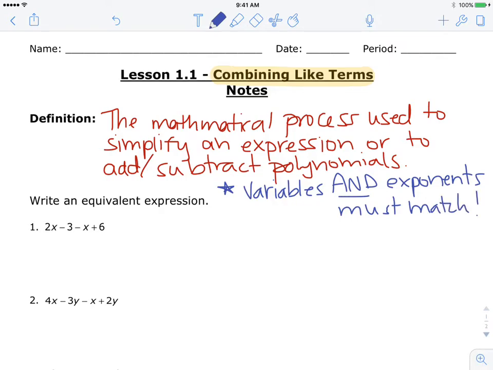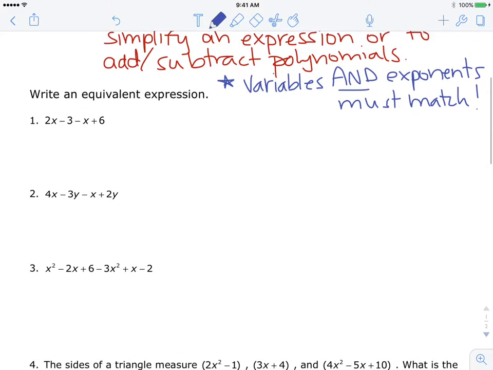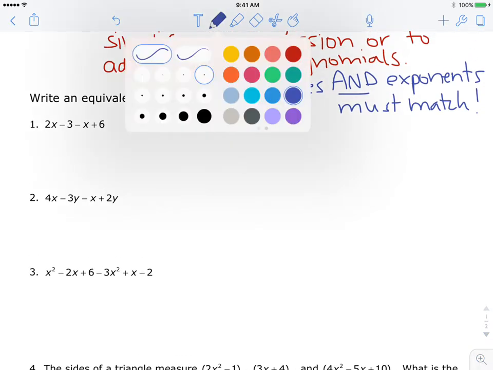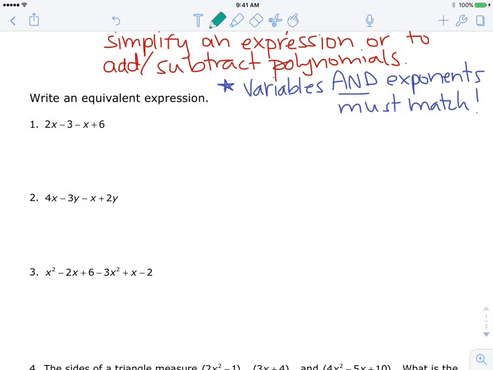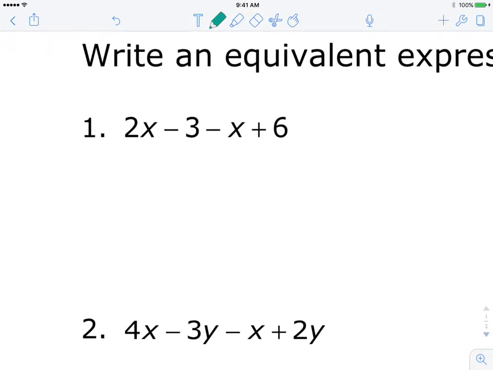Okay, all right, so let's do a couple of examples here. This should be review for you guys. You've probably done this in middle school. We're going to start with number 1. All right, write an equivalent expression. So basically we're just looking at this first problem here and we're trying to find like terms.